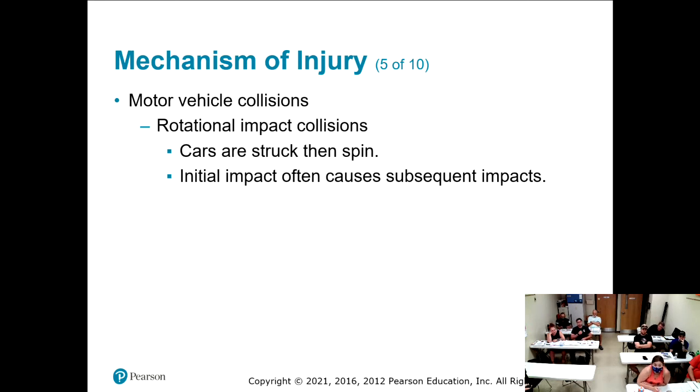So, rotational impact collisions. These are the ones that get hit in the rear side, one end or the front, and just spin.